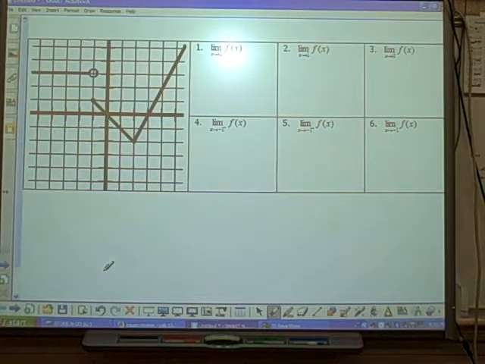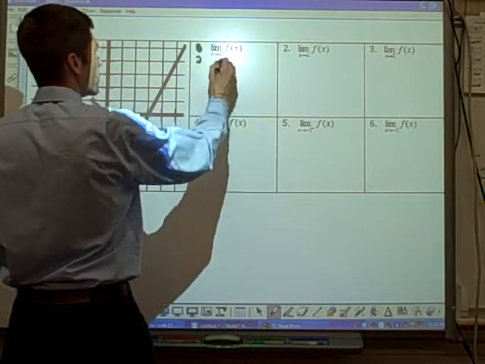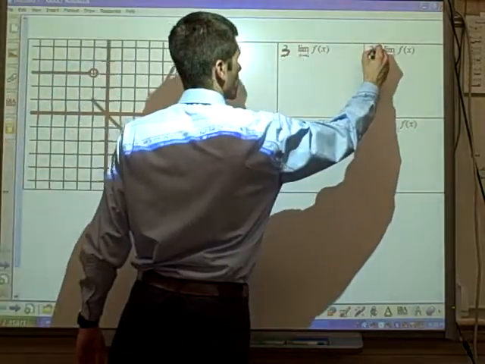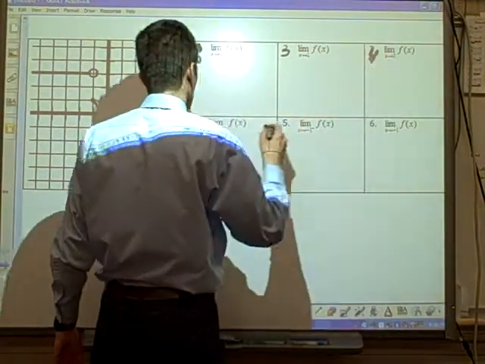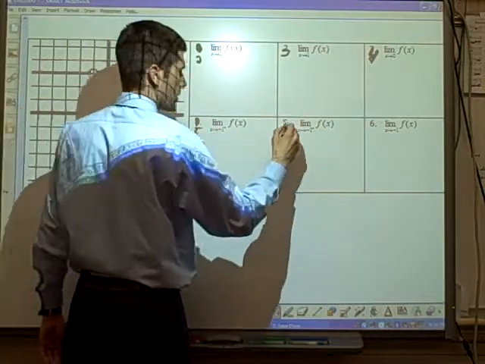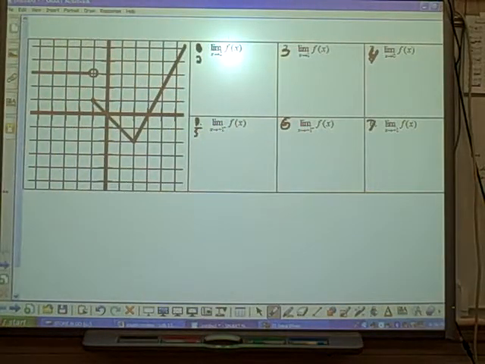Let's find some limits based on the graphs. For this one, which by the way is numbered incorrectly, that should be number 2. Number 3, that's number 4. This thing's not aligned right. Yeah, right. When was it ever aligned right? Number 5, 6, and 7. Mine are a little different than yours.